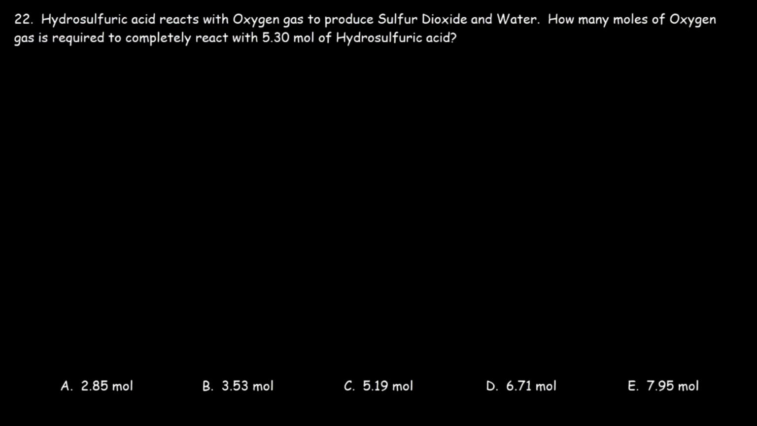22. Hydrosulfuric acid reacts with oxygen gas to produce sulfur dioxide and water. How many moles of oxygen gas is required to completely react with 5.3 moles of hydrosulfuric acid? So what should we do in this problem? The first thing we need to do is write a balanced chemical equation.